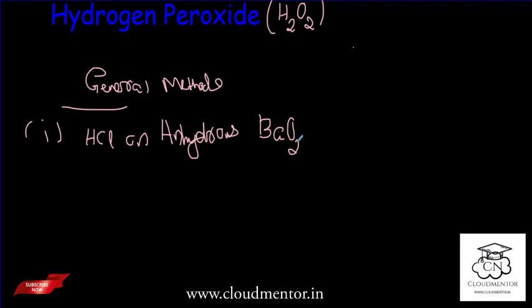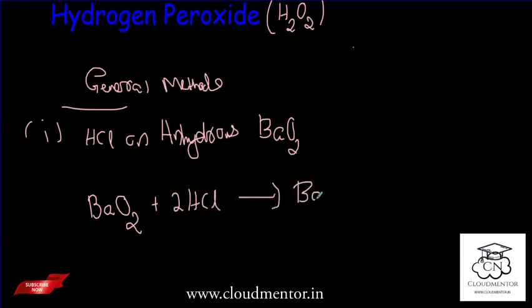He called it oxygenated water, that is, water with more oxygen. H2O is the normal water. When one oxygen is added, it becomes hydrogen peroxide. So it was called oxygenated water by him. And now the reaction is: BaO2 reacts with hydrogen chloride, giving barium chloride and the required amount of H2O2, or hydrogen peroxide.